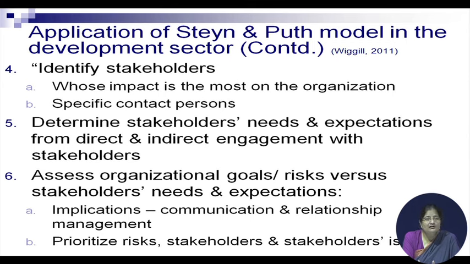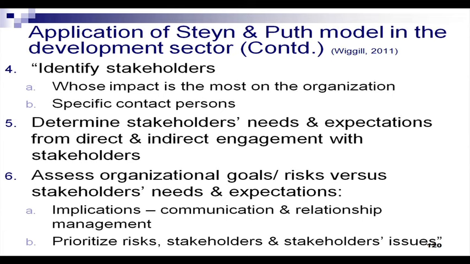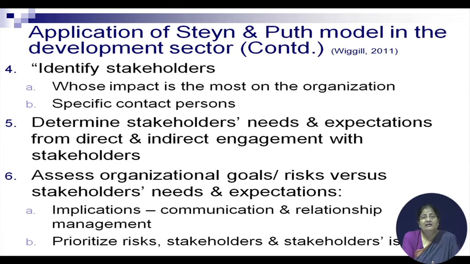Okay, prioritization of risks, stakeholders and stakeholder issues will help us assess organizational goals and risks in connection with the needs and expectations of the stakeholders. So what the community wants, what the stakeholders want, how do these two come together, how do they relate together, what are the risks, what are the issues, how do people interact with each other despite these issues.